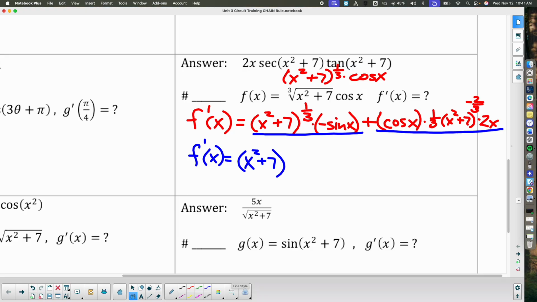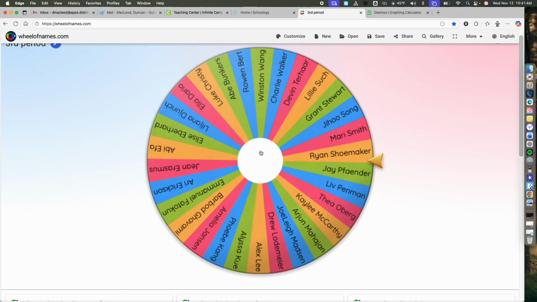Ooh, I almost forgot. I got my little spinner thing now ready.